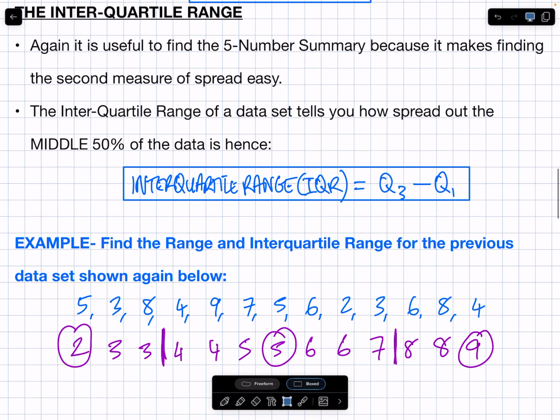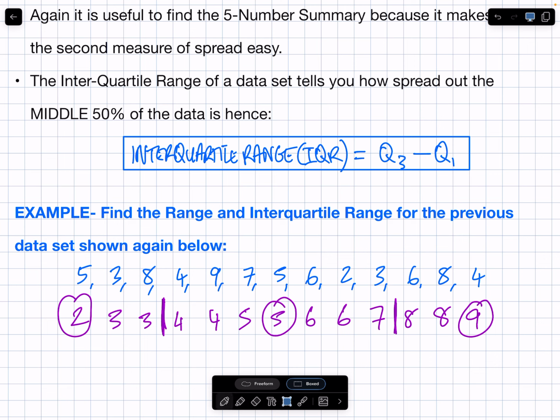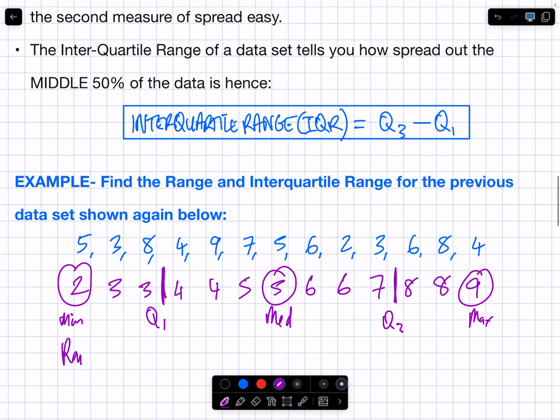So we have that same data set from last time. We already circled. The min was 2. Q1 was 3.5. Median is 5. Q3 is halfway between 7 and 8, which is 7.5. And the max is 9. So therefore, what's the range going to be? Range is equal to the max take the min. So it's going to be 9 take 2. What is that saying? This data has a spread of 7 between the highest number and the lowest. So it's not super consistent.